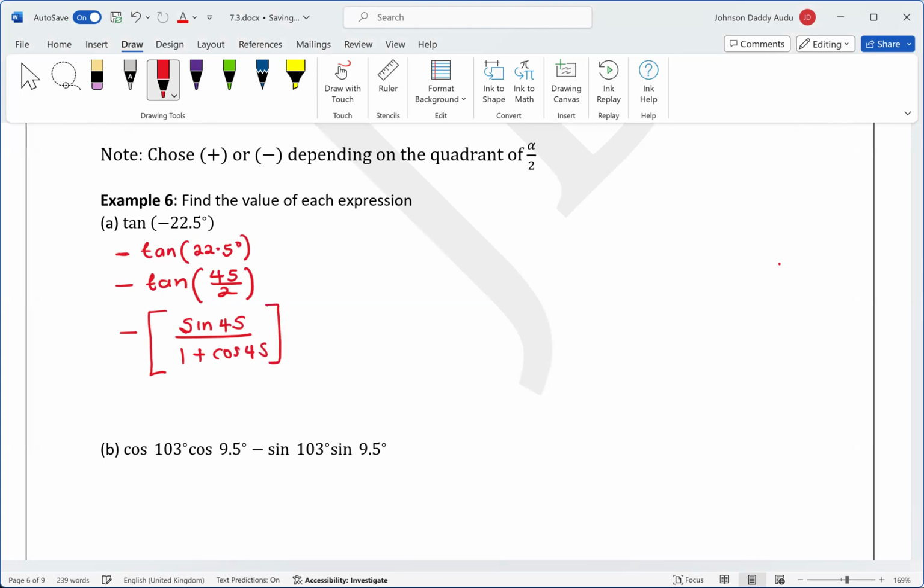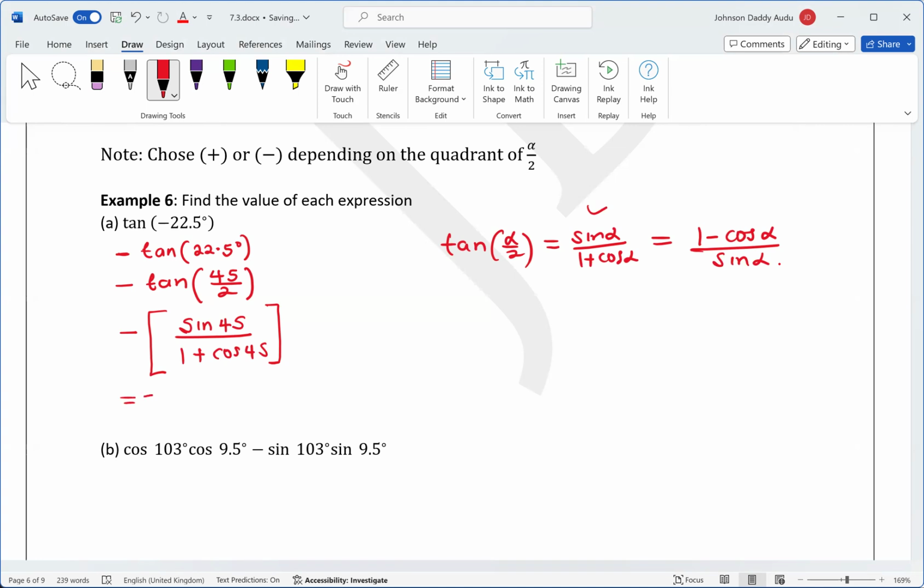Yes. Why? Because we know that tan alpha over 2 has two formulas. It is either equal to sine alpha over 1 plus cosine alpha, which is also the same as 1 minus cosine alpha over sine of alpha. So any one we use is fine. So here we are using which one? The first one. So this is just going to be what is sine?